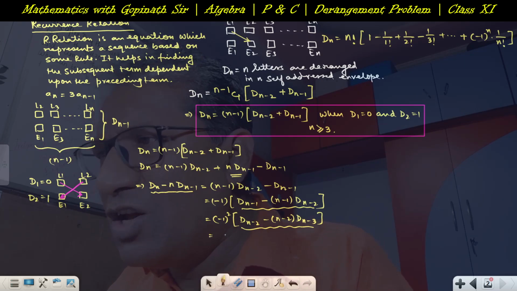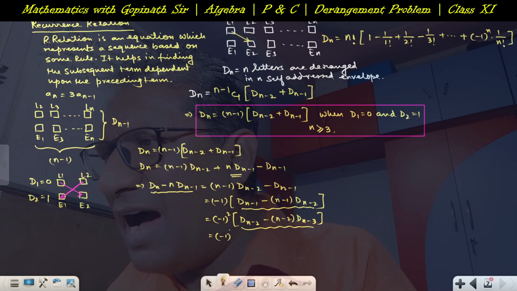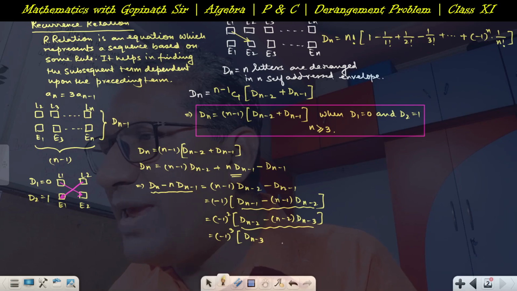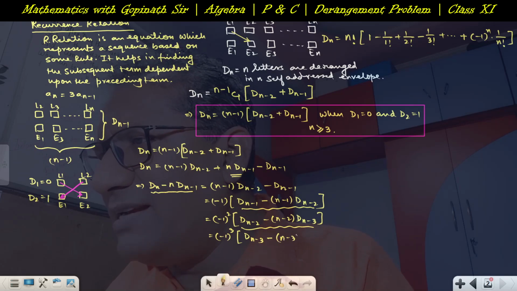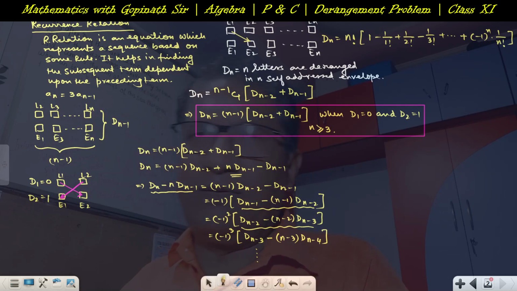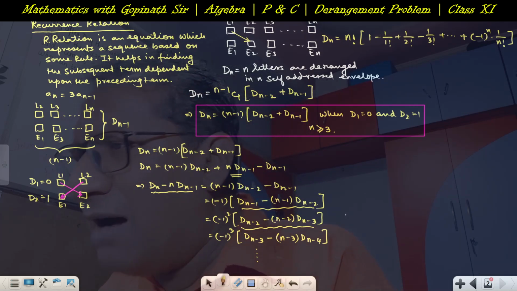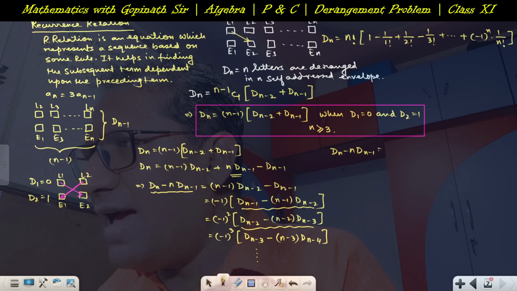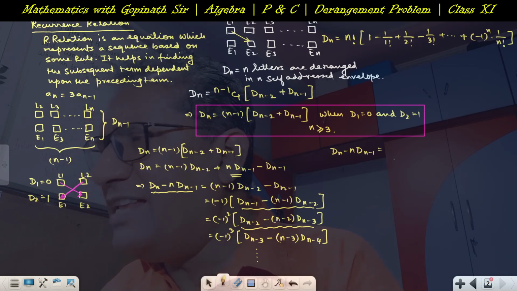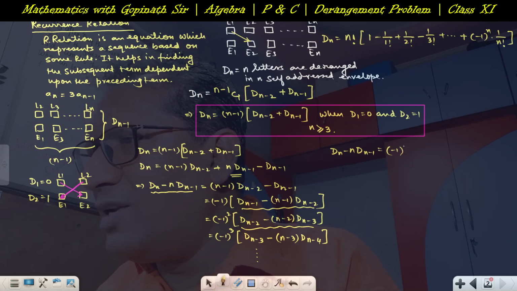We are getting this. So what we are actually going to have, again, a minus 1 will come out. And this can be written as d of n minus 3 minus n minus 3 d of n minus 4. Right? And this thing will go on. So one term will come at the end. If we proceed in this way, at last you are going to have minus 1 whole to the power, let us say, n minus 2.